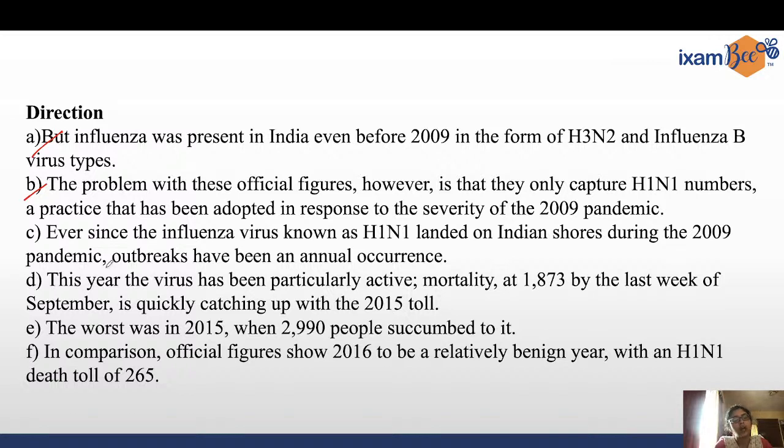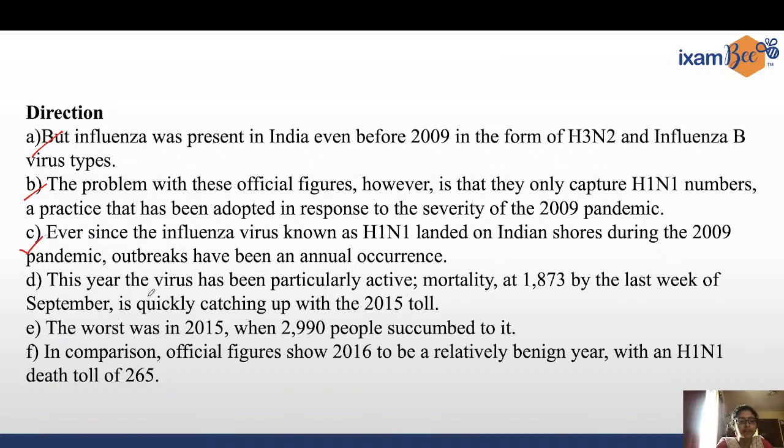Okay? Look at C. Ever since the influenza virus known as H1N1 landed on Indian shores during the 2009 pandemic, outbreaks have been an annual occurrence. This is introducing the topic. The virus, the disease, how it started in India, now it's been an annual occurrence. So all the points are covered here. C is our first sentence, right? Okay, let's try to look at the second sentence.